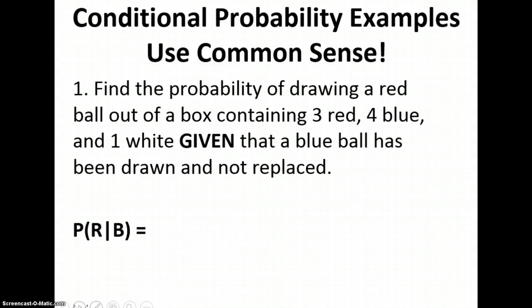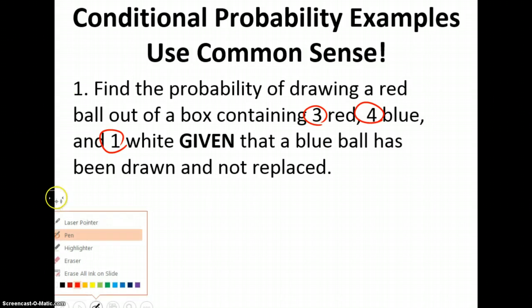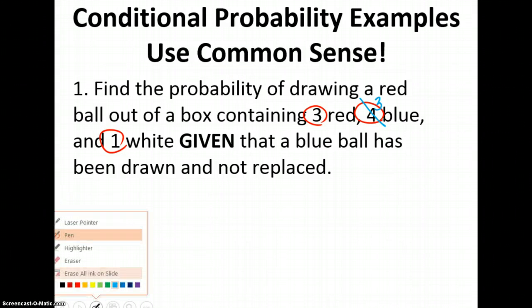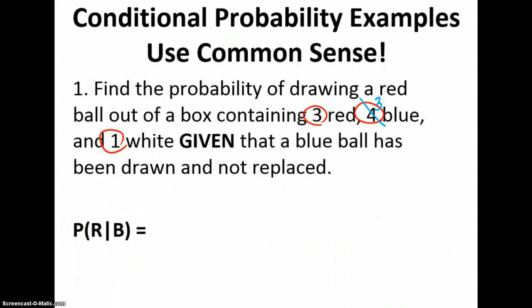Okay, so the first thing we're going to do with conditional probability is just use some common sense. Again, we've already talked about this, so this should be no problem for you. So what is the probability of drawing a red ball from a box that has 3 red, 4 blue, and 1 white, given that a blue one has already been drawn and not replaced? So actually what has happened is that this is no longer 4 blue, this is now 3 blue. We took one out, we set it aside, and therefore we want the probability of a red given a blue has already been drawn. So now we are down to 7 total, and 3 of them are red, so 3/7.